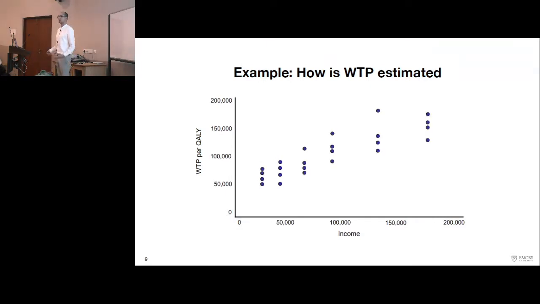Now I would do this with many people of various incomes. I would also collect information about their education, their age, sex, and so on. Ultimately, in this case I'm adjusting only for income, but the model would be adjusted for age, sex, and other factors that can potentially influence the willingness to pay. So this is our model that shows how the willingness to pay threshold changes with income.